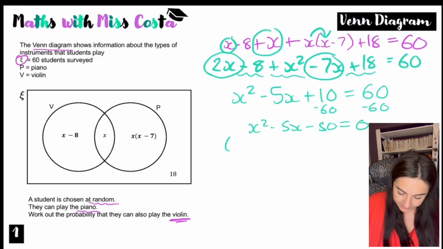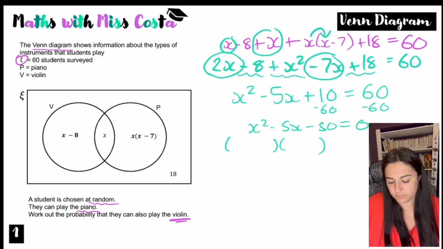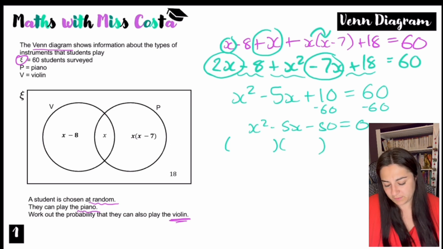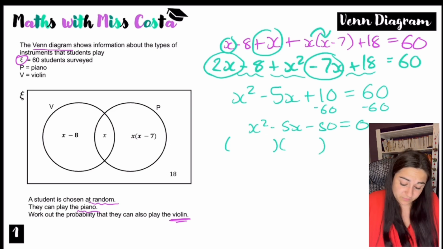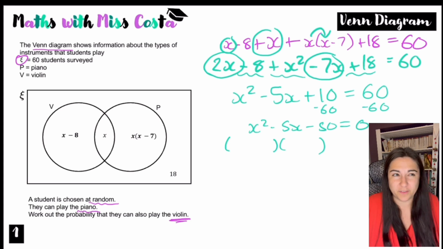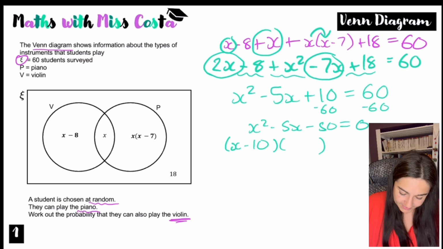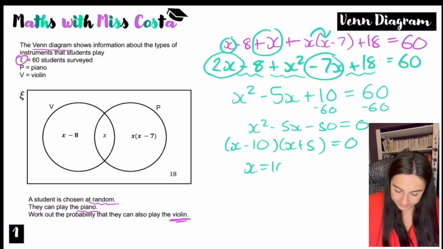So let's factorize it. Well, 50. Numbers that multiply to make 50, 5 and 10. And how can I combine them to make negative 5? So 10 take 5. No, negative 10 plus 5. So x take 10, x plus 5 equals 0. So therefore x is 10 or x is negative 5.